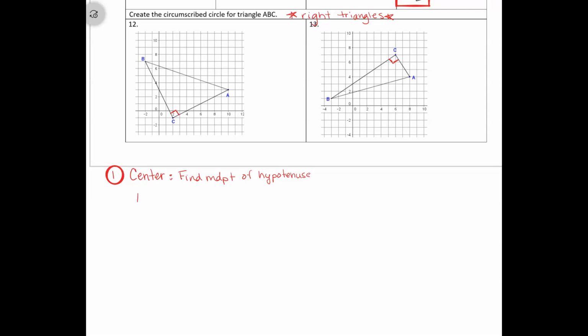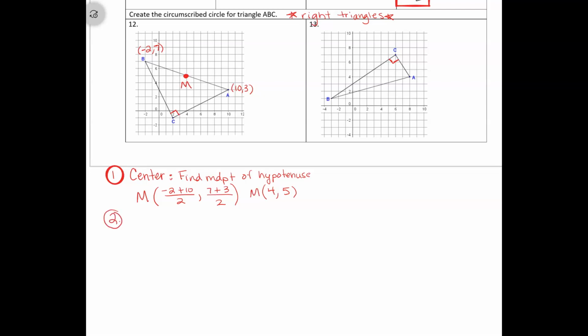So if you will look here, we have A, which is at (10, 3), and we have B, which is at (-2, 7). If I employ the midpoint formula, I have (-2 + 10) divided by 2, and (7 + 3) divided by 2. So the midpoint of that hypotenuse is 8 divided by 2, which is 4, and 10 divided by 2, which is 5. So I am going to locate (4, 5), and I am going to label that M for the midpoint.